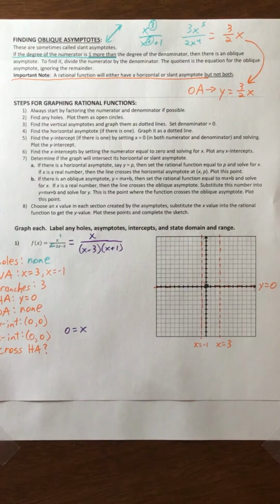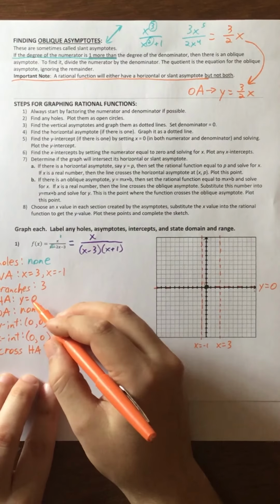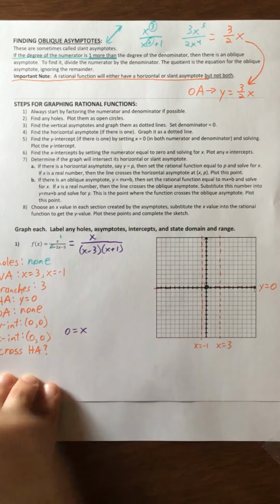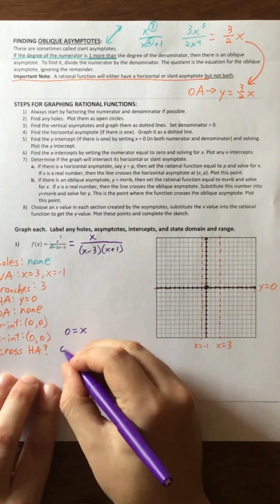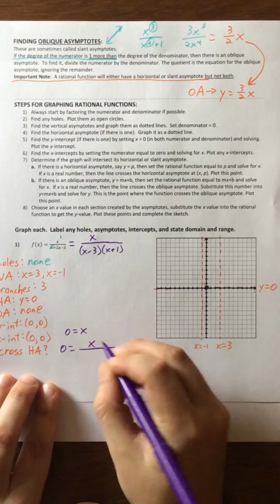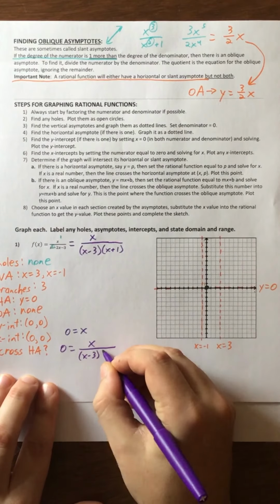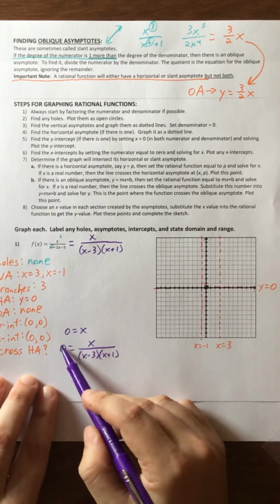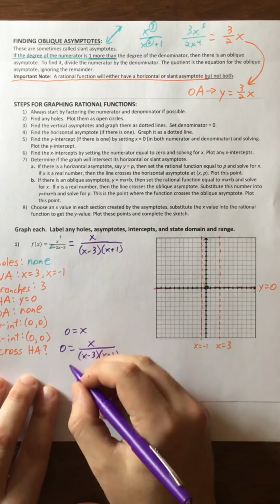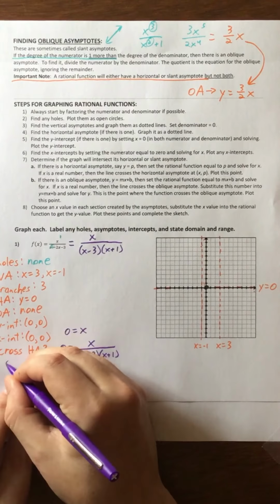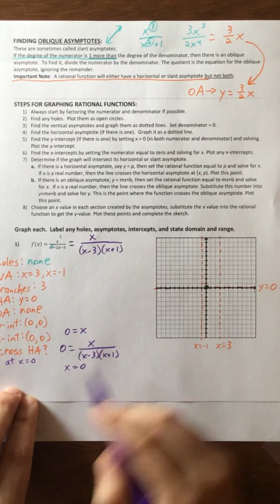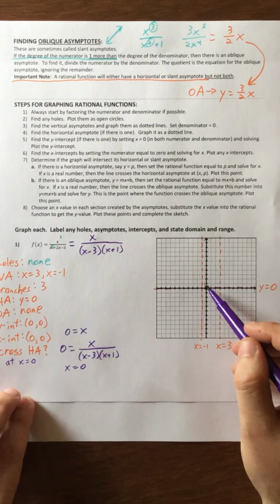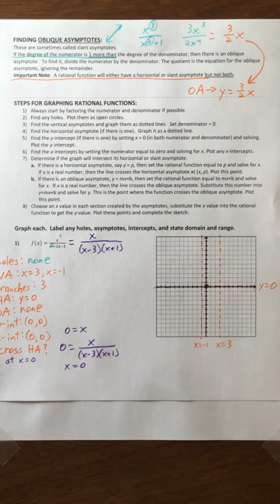All right, and the way that we check to see if we cross is we take our asymptote, so y equals 0, and we set it equal to our function. And we check and see, does my function have an x value that it does cross there? It does. Okay, it crosses at x equals 0. And hopefully you realize that when you plotted your intercept, it was on the horizontal asymptote. So it does cross the horizontal asymptote at x equals 0.